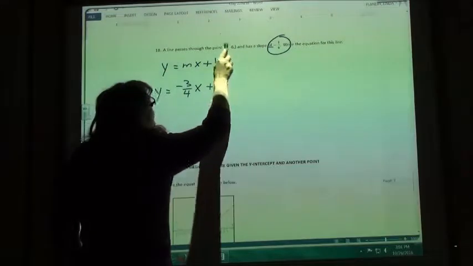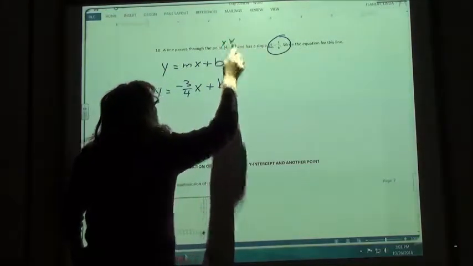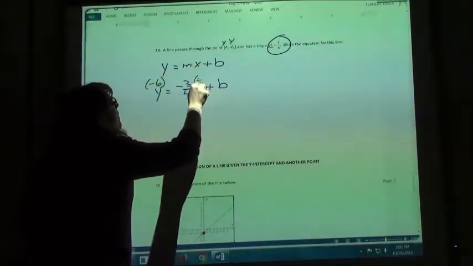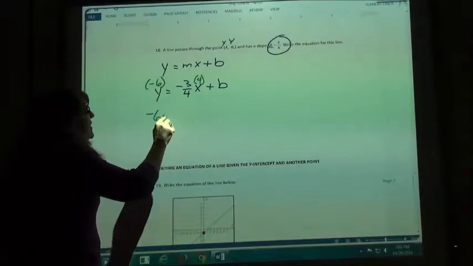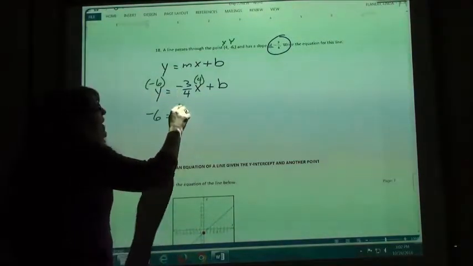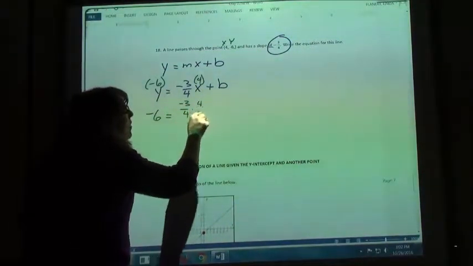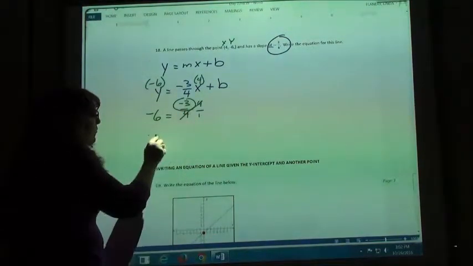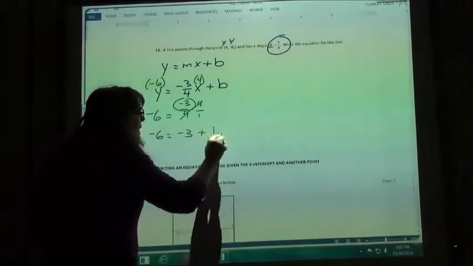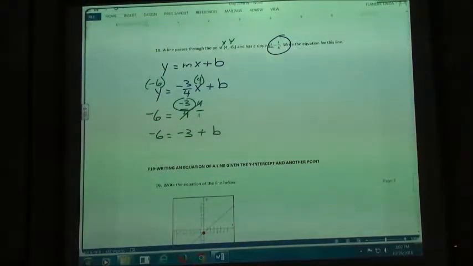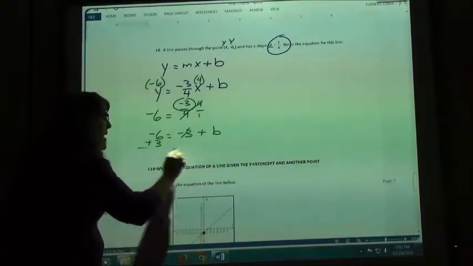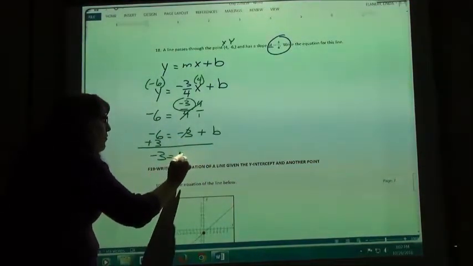The line passes through the point 4, negative 6, so the 4 is my x, the negative 6 is my y. So negative 6 here, 4 here. So negative 6 is going to equal, I'm going to take negative 3/4 times 4, or 4 over 1. The 4's are going to cancel out, so I just get the negative 3. Again, if you're really bad with fractions, you could just use your calculator and take negative 3/4 times 4. Should get negative 3. I want to solve this for b, so I have to add my 3. Negative 6 plus 3 is negative 3 for my b value.